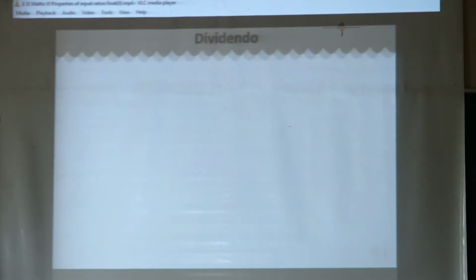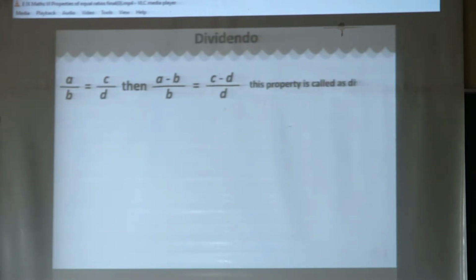Dividendo. If A upon B is equal to C upon D, then A minus B upon B is equal to C minus D upon D. This property is called dividendo.